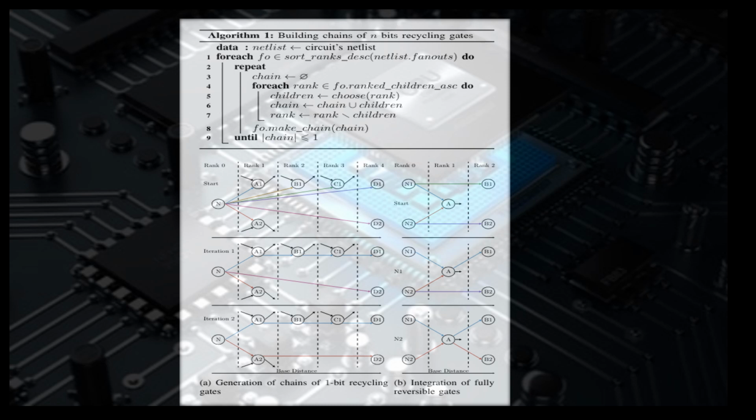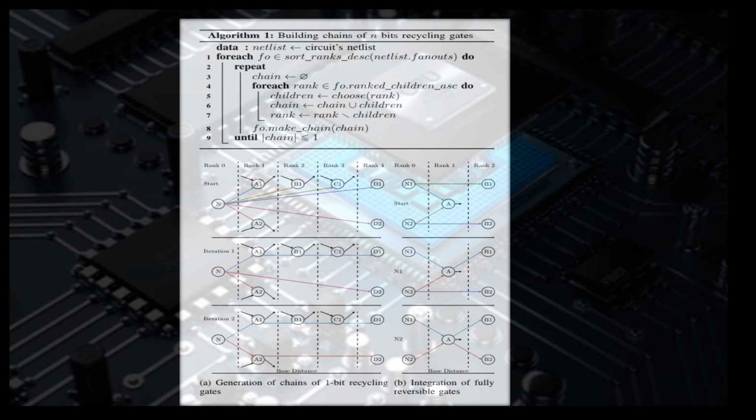Visual representation in two. Here there are two parts. One is the generation of chains of 1-bit recycling gates. This section shows the step-by-step building of chains from a starting point, that is rank 0, through various iterations connecting nodes A, B, C, D, and so on. The lines represent the linking of these nodes to form a chain that recycles 1 bit, aimed at reducing energy dissipation. Next is part B, integration of fully reversible gates.